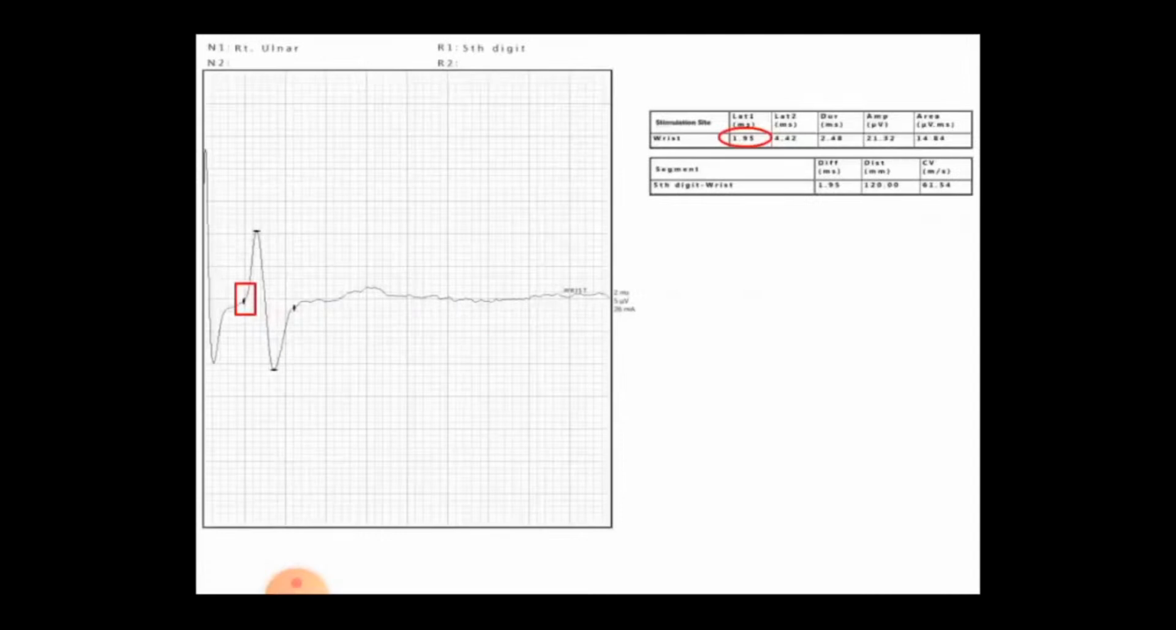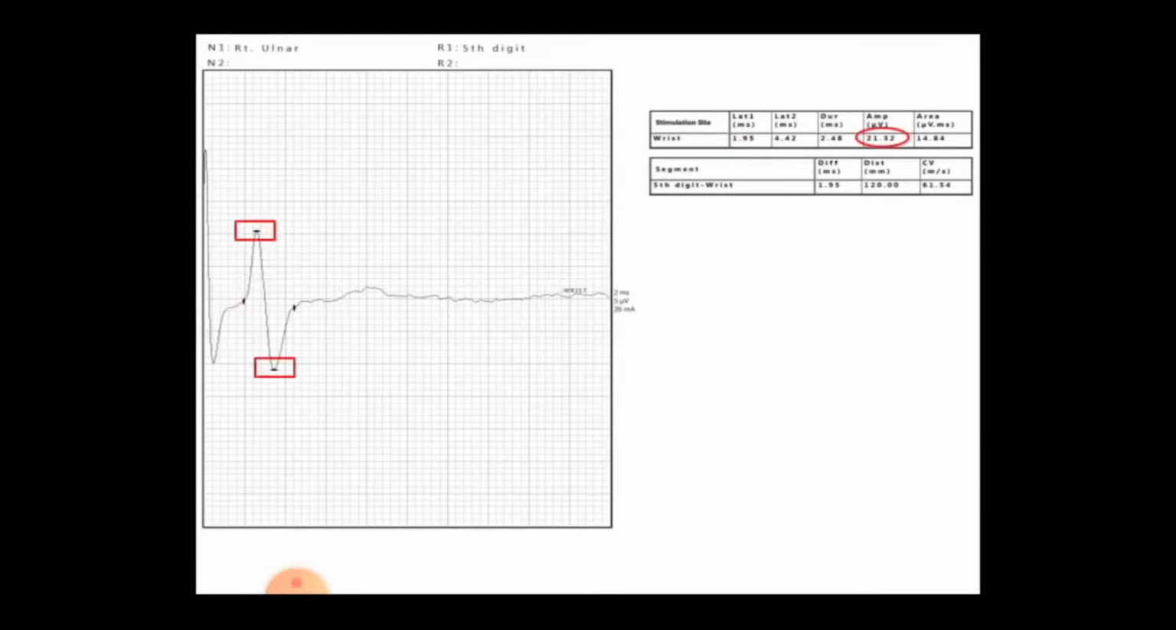This is the sensory nerve action potential. Here you can see the latency 1 marker at 1.95 milliseconds, which you can see in the table also. This potential is recorded from the right ulnar, as you can see in the left upper corner, and just beside it you can see that it is recorded from the 5th digit. That is the little finger, which is supplied by the ulnar nerve for its sensory distribution.